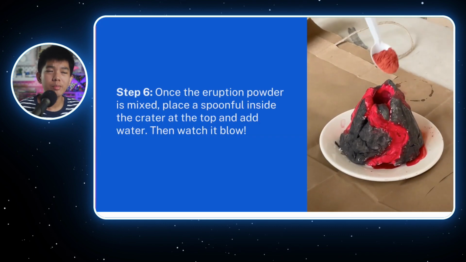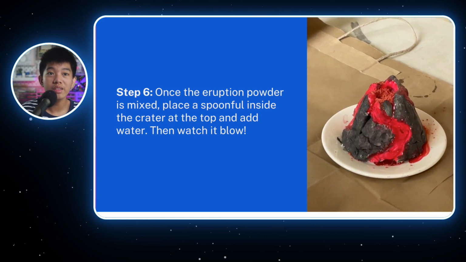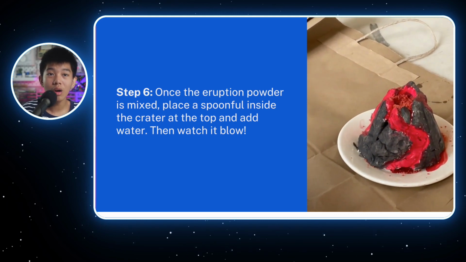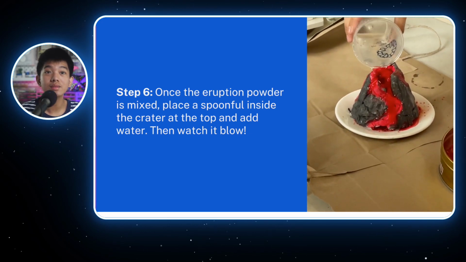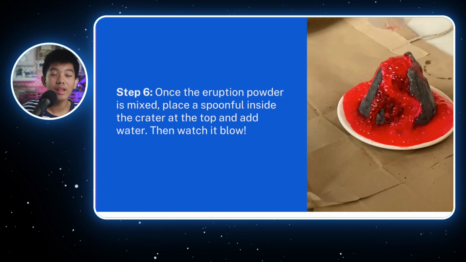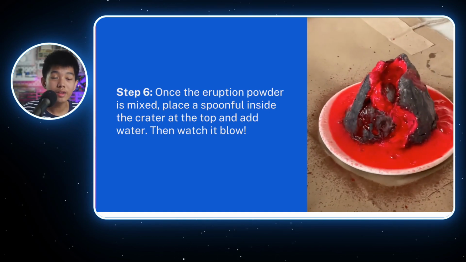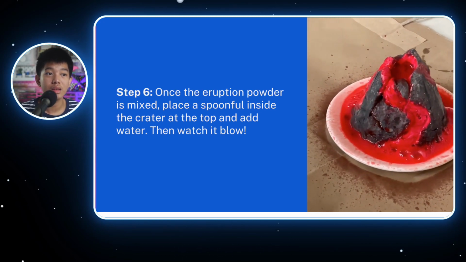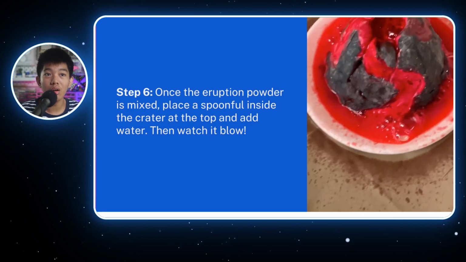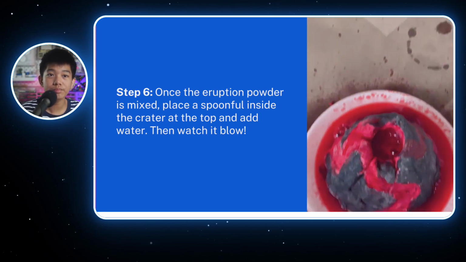So after waiting for the paint to dry and making the powder, add a spoonful into the volcano, and then add the water and watch it blow. And 3, 2, 1, hit it! Like that. That's what it's supposed to look like. I'm feeling like it should be more, but that's the best one we could make. And so with that, that's all. And that's my homemade model volcano.